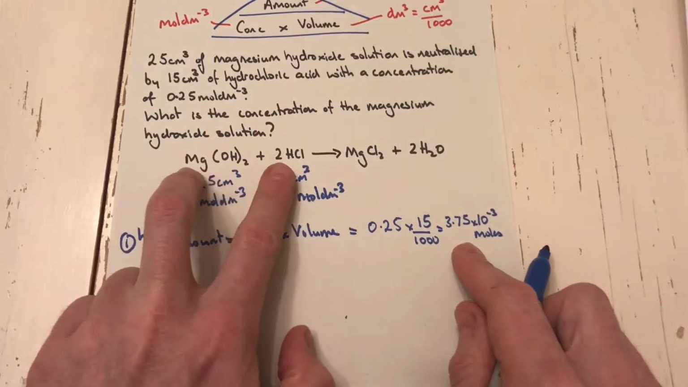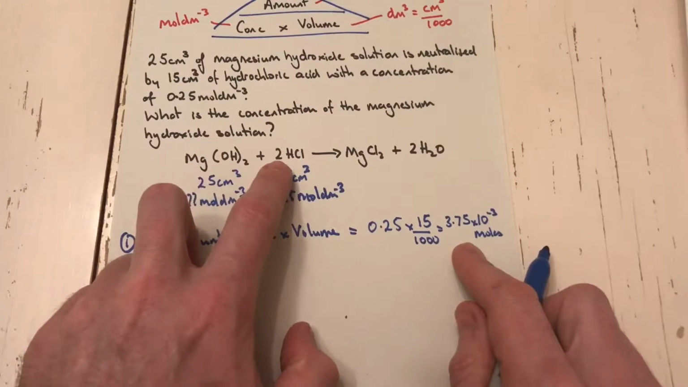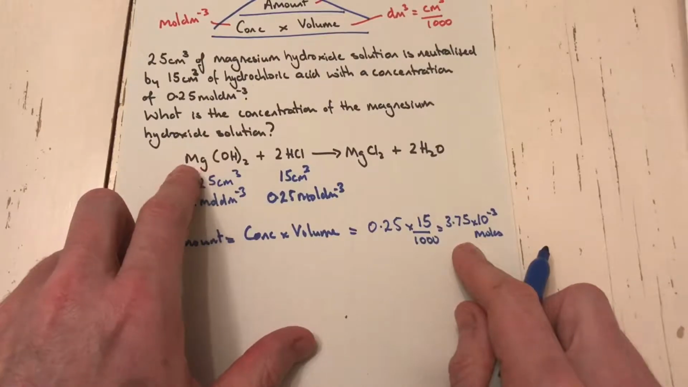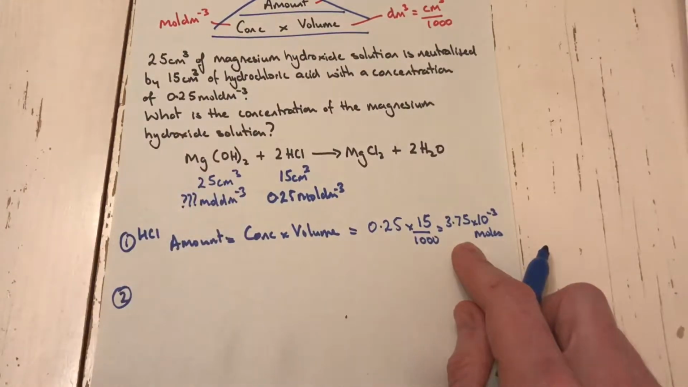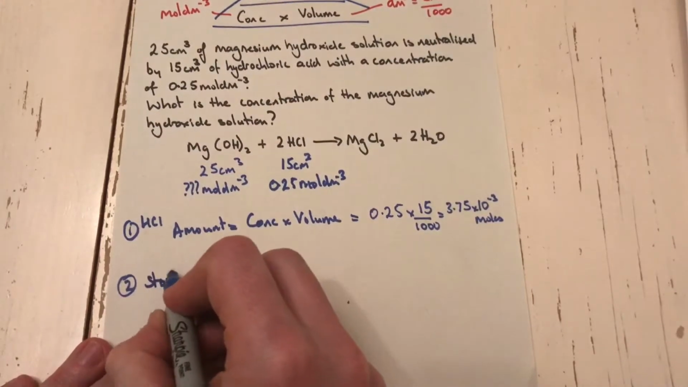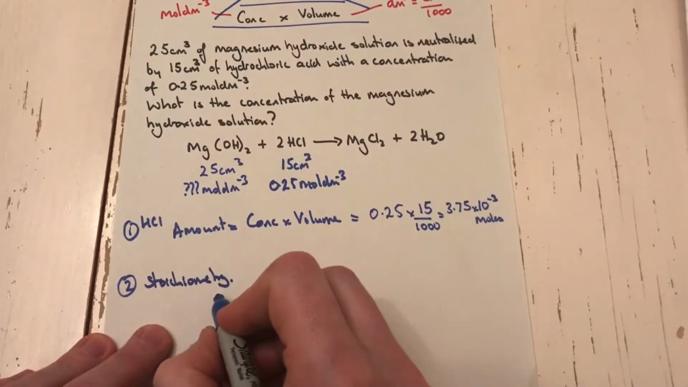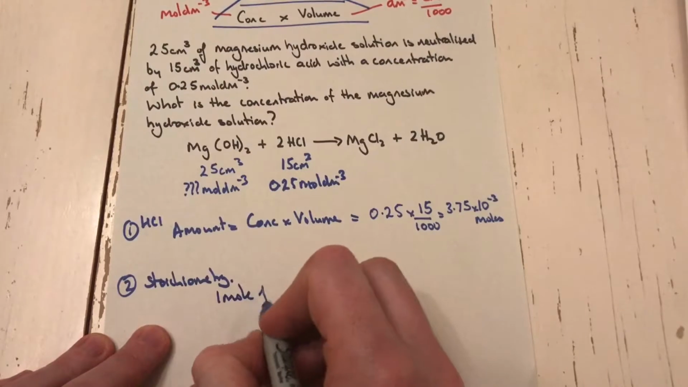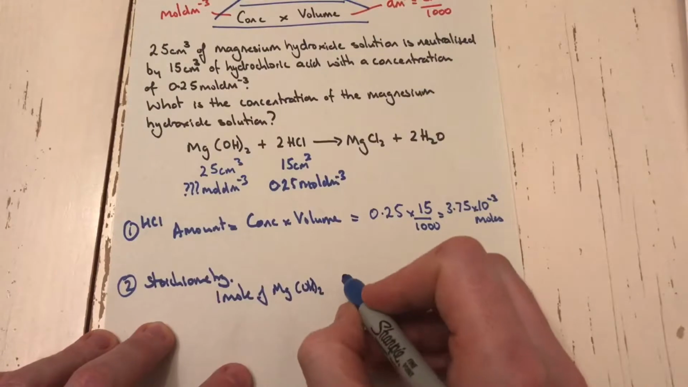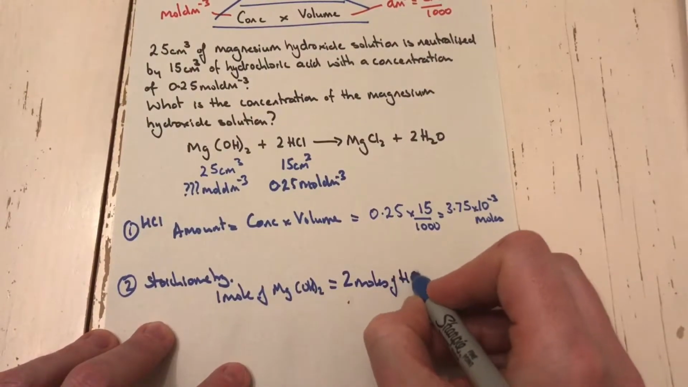Step two, I now need to link my acid to my magnesium hydroxide in the equation. To do that, I use the stoichiometry, the ratio between these two. I can see that this is 2 moles of HCl according to the balanced equation, and here it's reacting with 1 mole of magnesium hydroxide. So that's going to be my stoichiometry, my ratio for this reaction. I'm going to write down here that we've got 1 mole of Mg(OH)2, magnesium hydroxide, and that's reacting with 2 moles of HCl.